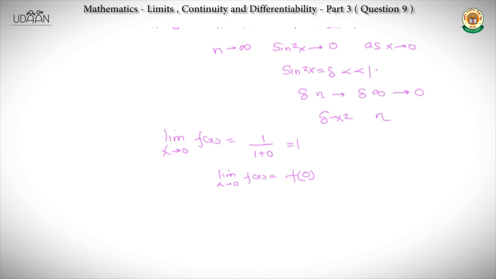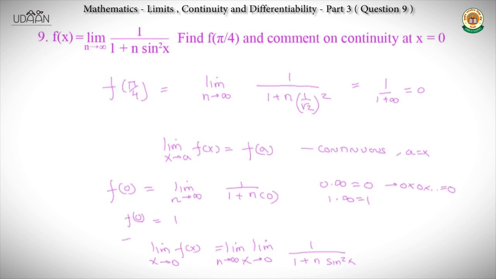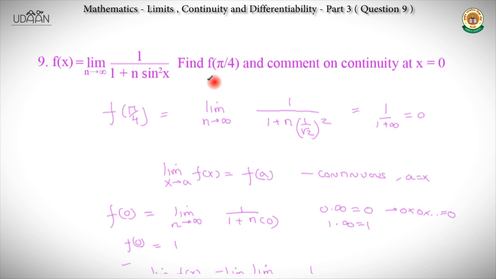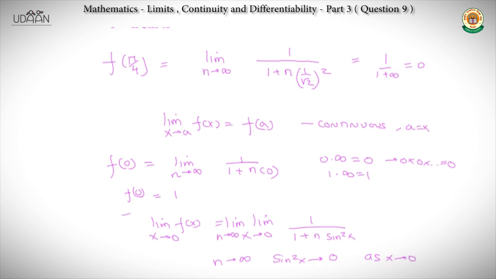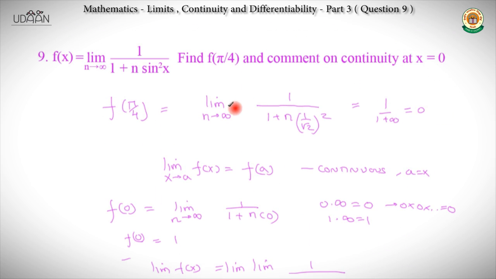So we made sure we proved that it's a continuous function. Firstly, we had to find out f of pi by 4. Have we found out f of pi by 4 yet? Yes, we have. Limit of n tending to infinity and the function over here becomes 0. So effectively, f of pi by 4 is equal to 0. So this was the first part of our solution over here, right?